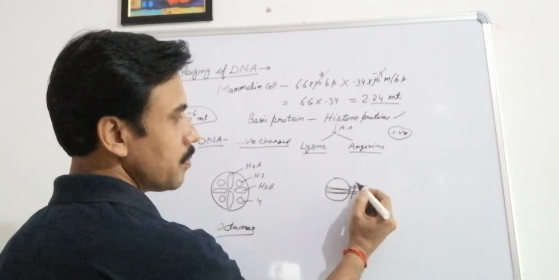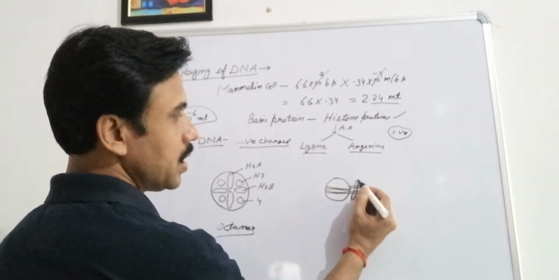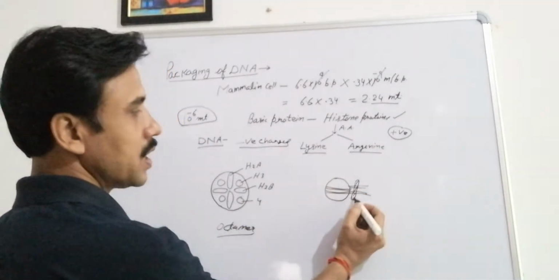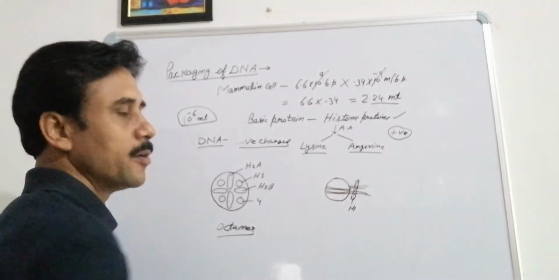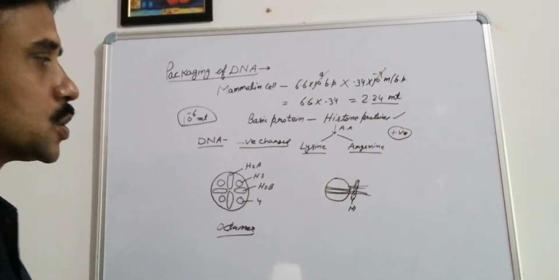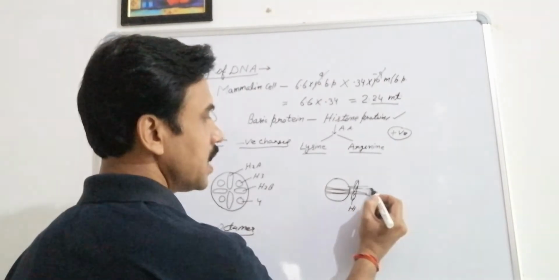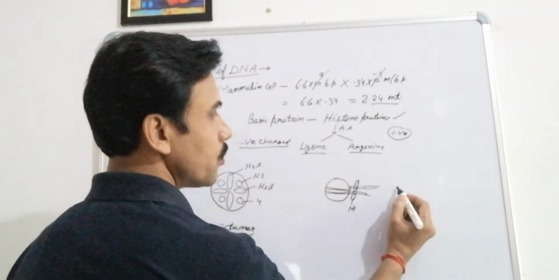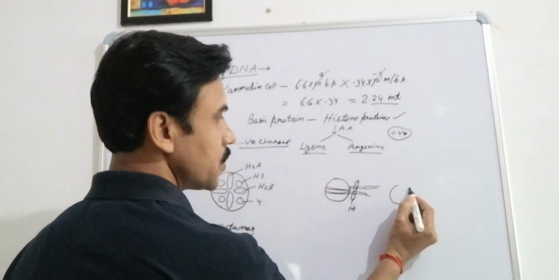Now, this coiling is folded by one more histone protein. It is called H1. So ultimately what will happen? This DNA moves forward. Now one more octameric unit is there.